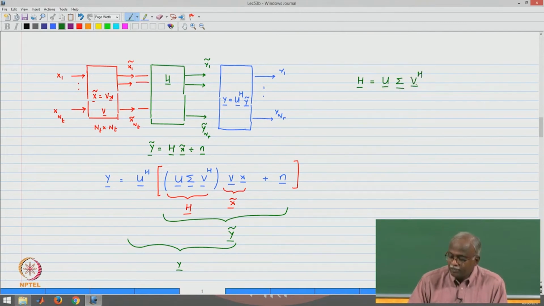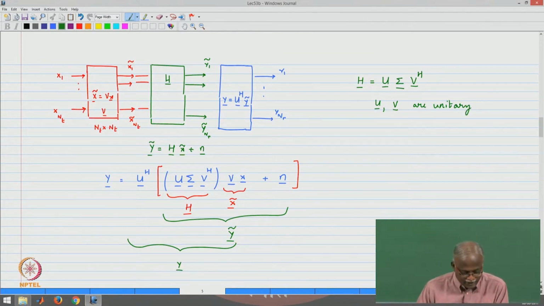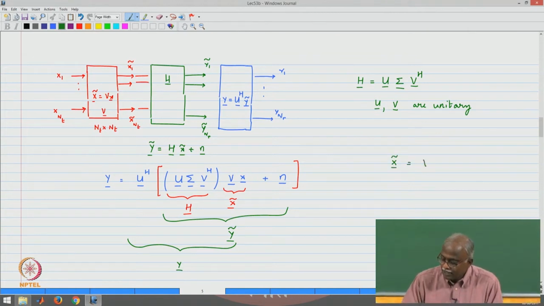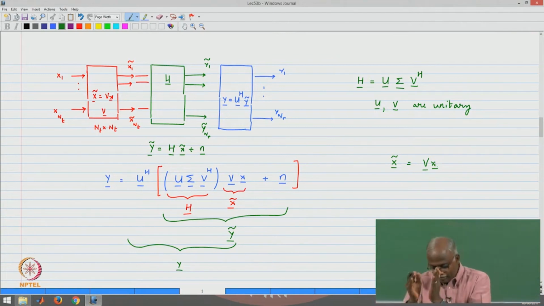This is U V Hermitian, where the matrices U and V are unitary. And this is a very useful property for us, because this is what helps us achieve the parallel decomposition of the channel, as we saw in the last lecture. So the modified input x tilde is given by V times x. You can think of it as some transformation of the signals transmitted by the different antennas. You have made a linear transformation.